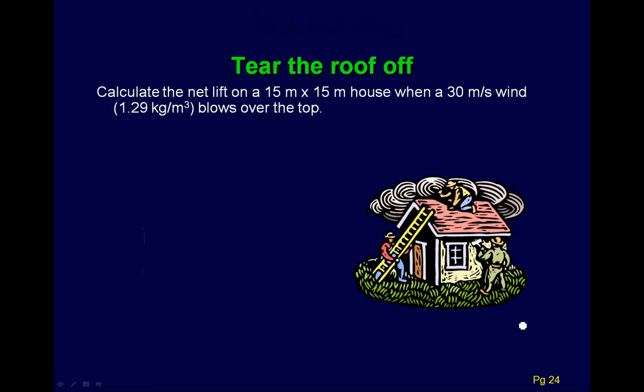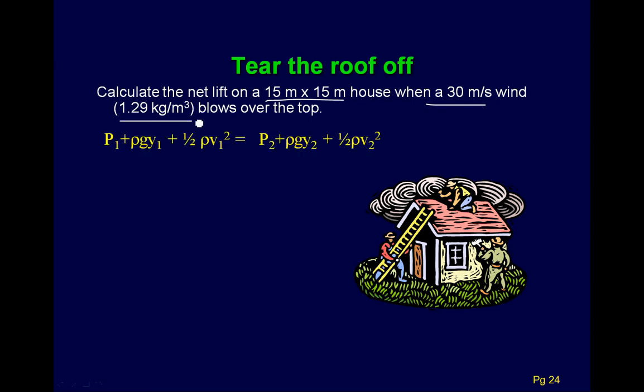that allows the wing to fly. Another example, and this actually can happen sometimes, is if there's a really strong wind above your roof, you can tear the roof off your house. Here, assume there's a really strong wind over your house, and your house has a roof that's 15 by 15, and there's a 30 meter per second wind. Air has a density of 1.29 kilograms per meter cubed. We look at Bernoulli's equation, and again we're going to do this for constant height.